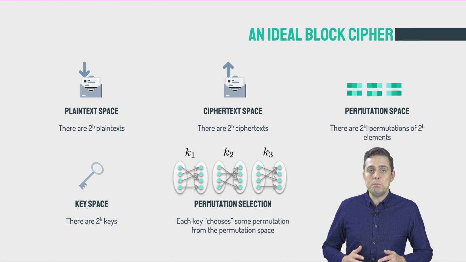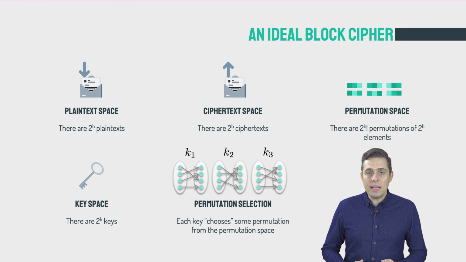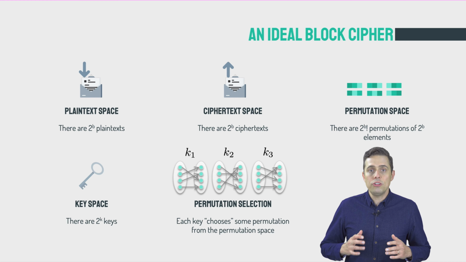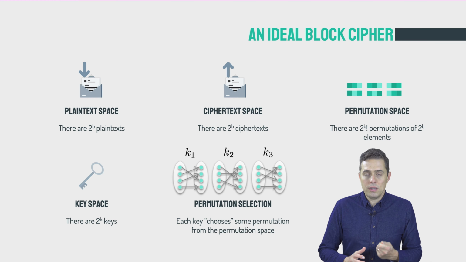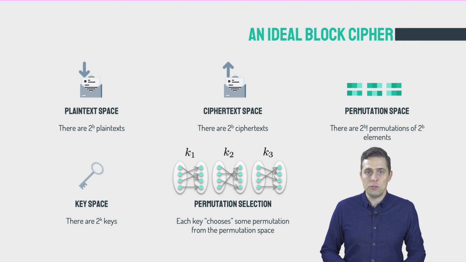If we have a B-bit block, that means the plaintext space involves 2^B different possible input plaintext messages. Similarly, we have 2^B possible ciphertext messages. So if we're shuffling 2^B elements, there are (2^B)! many ways this can be done. So you can think of the key as being something that chooses a particular permutation out of the permutation space.